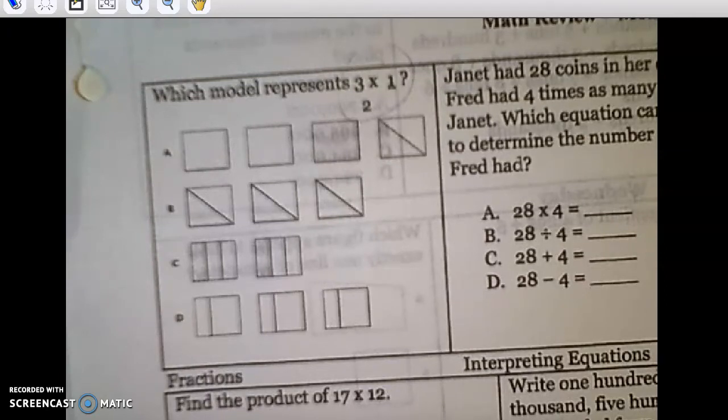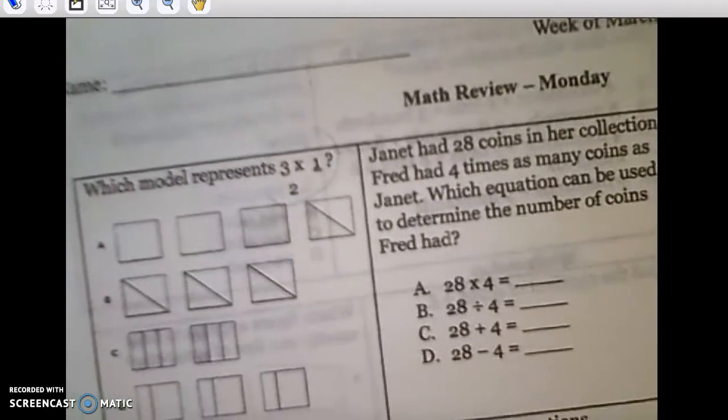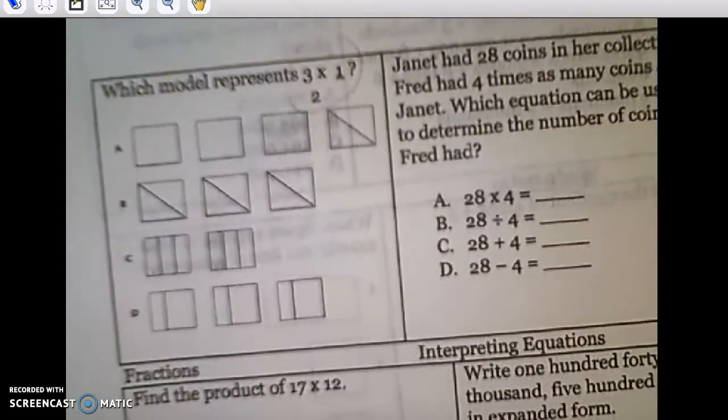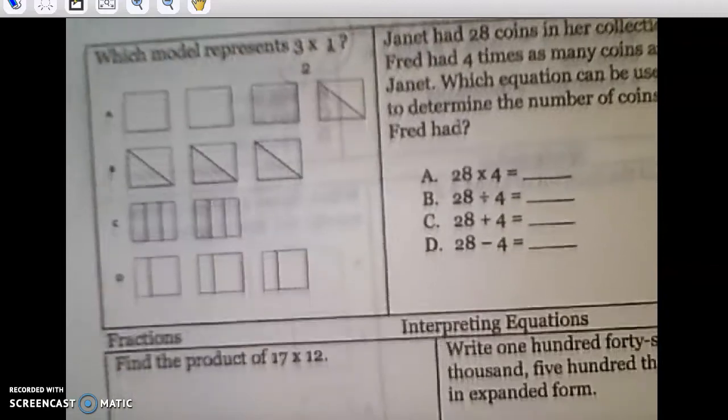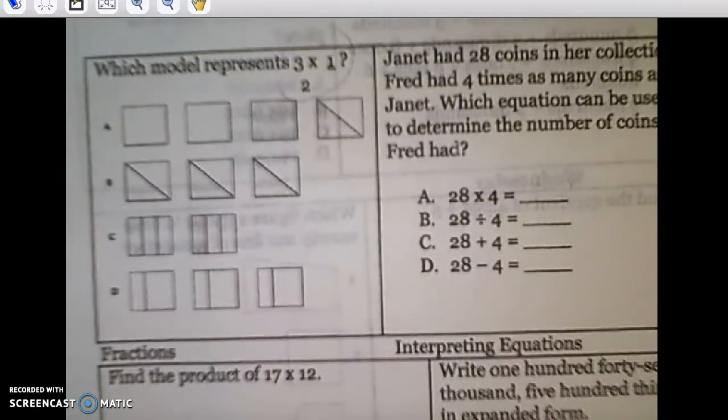Hello, it's the answer key to the math review for the day. So we're going to start with Monday's math review. This is in your packet, but if you don't have it, I'm going to put the document on Google Classroom so you can also follow along. So we'll start with the first question.